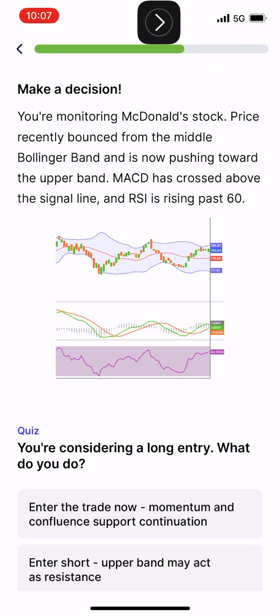Make a decision. You're monitoring McDonald's stock. Price recently bounced from the middle Bollinger Band and is now pushing toward the upper band. MACD has crossed above the signal line, and RSI is rising past 60. Quiz: you're considering a long entry. What do you do?